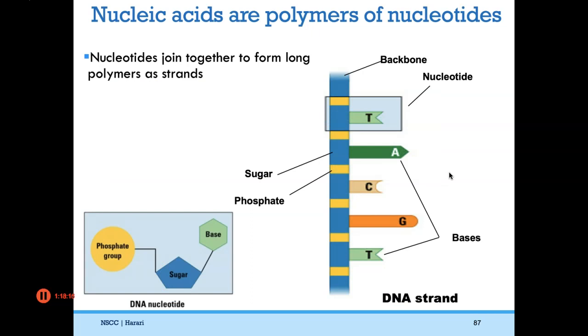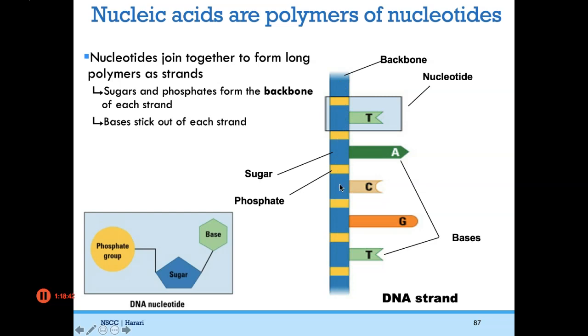So nucleic acids are polymers, meaning they're attached together. So nucleotides join together to form long polymers as strands. So this is a DNA strand. And it's the sugar and the phosphates of each nucleotide that make up the backbone of each strand. So each backbone is a repeated sugar, phosphate, sugar, phosphate, sugar, phosphate. The nitrogenous bases stick out, kind of like the rungs of a ladder, right? So the bases stick out and the backbone consists of the sugars and the phosphates.